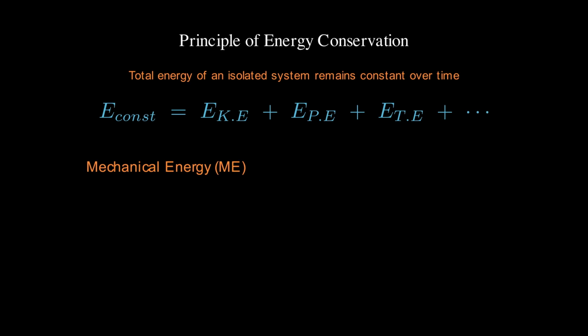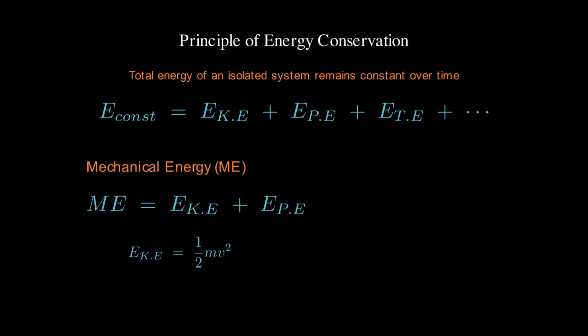Mechanical energy comes from an object's position and movement. It is the sum of kinetic energy and potential energy. So, when you add an object's potential energy to its kinetic energy, you get mechanical energy. The energy possessed by an object due to its motion is called kinetic energy, and it is expressed by this equation, where m is the mass, and v is the velocity of the object.